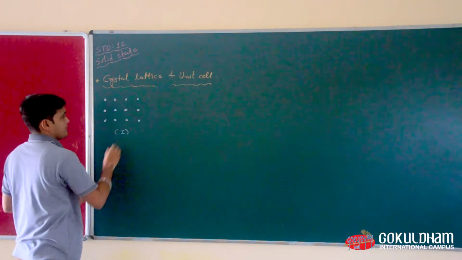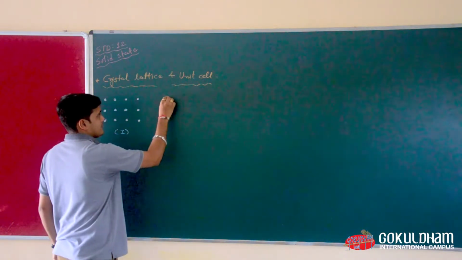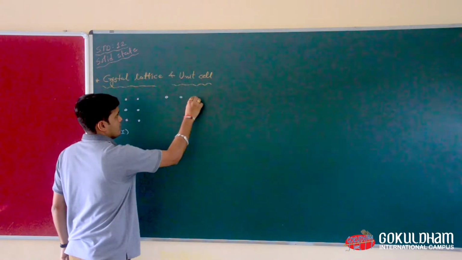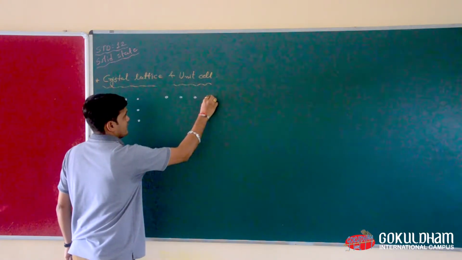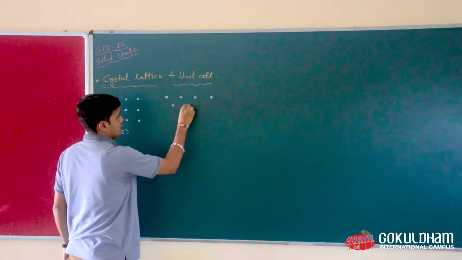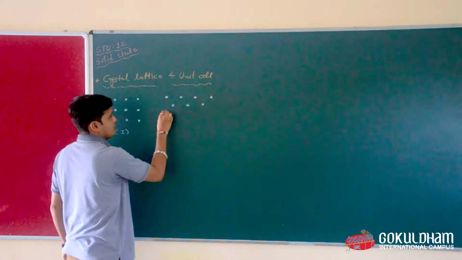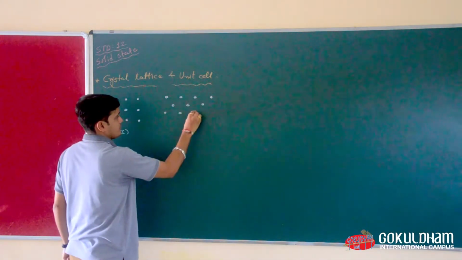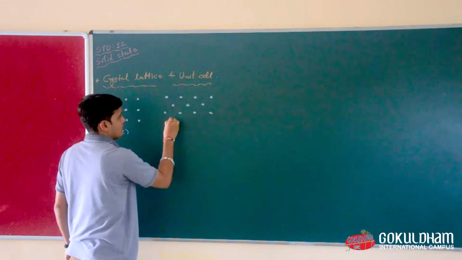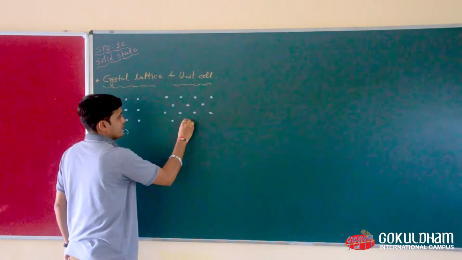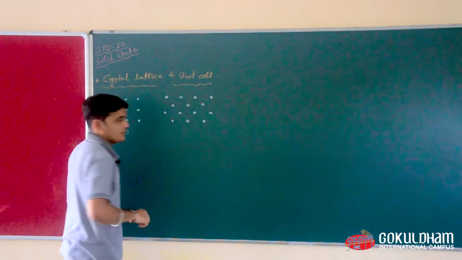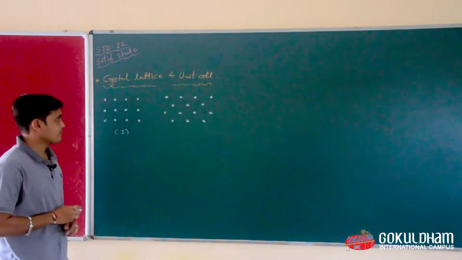This is one type. And in the second type, the second layer is not similar to the first layer. Two types of atom arrangement are possible in a crystal lattice.